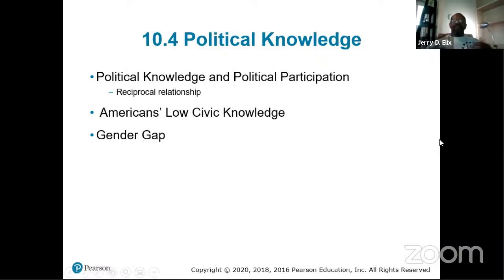Now, political knowledge. It's reciprocal, how you understand or receive information from others. Most Americans have low civic knowledge on how their local government and organizations work, how state and federal government and different organizations work. Political knowledge also differs depending on gender. Men have more knowledge of how politics works compared to women.